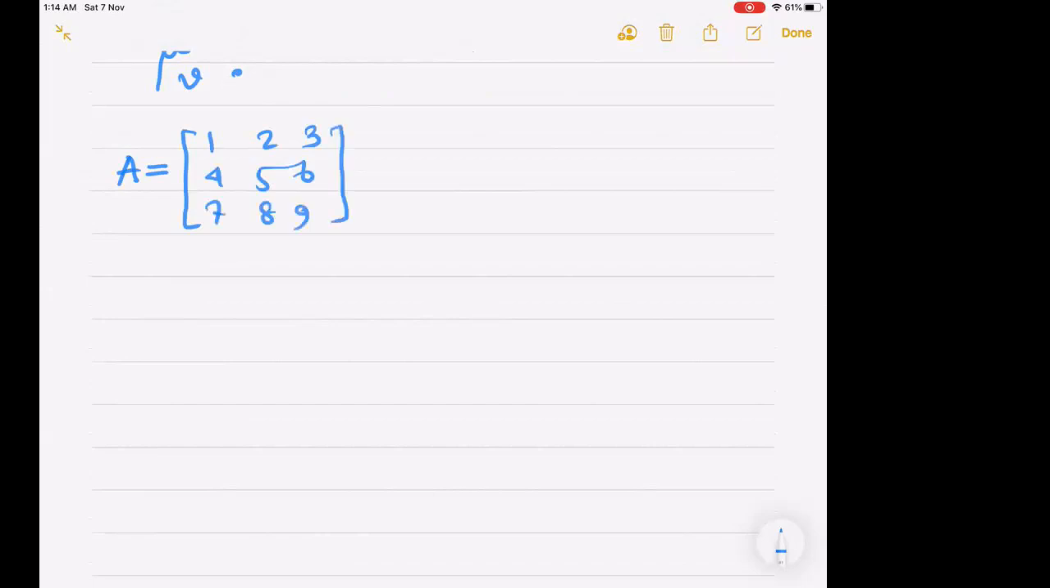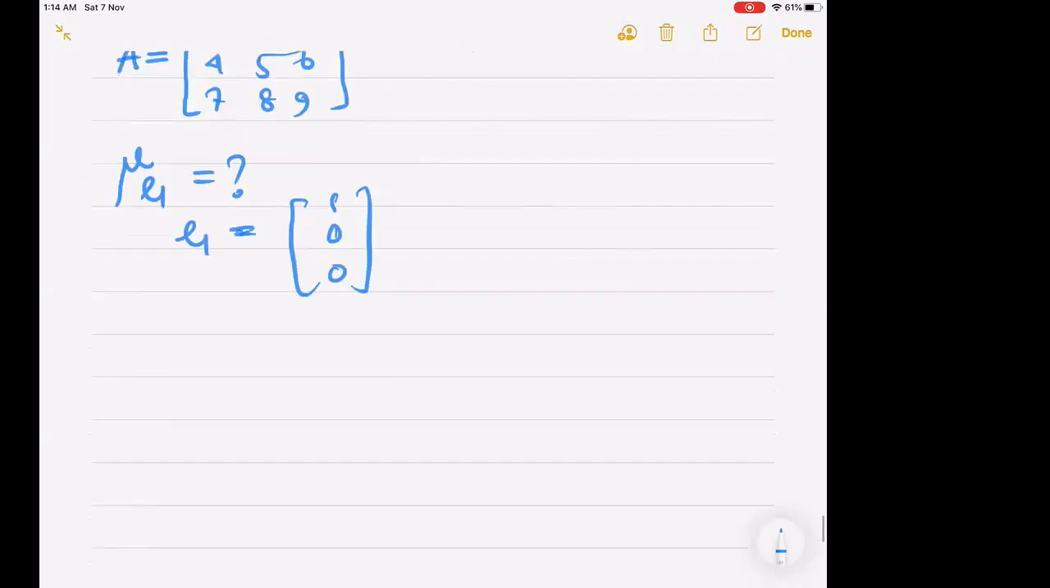And what I do is I want to find out mu for E1. So what is E1? E1 is my first basis vector, 1 0 0. I look at E1, then I look at AE1, and see whether they're dependent or not. If they're dependent, then there's a linear combination which goes to 0. That gives me a degree 1 polynomial which kills E1.